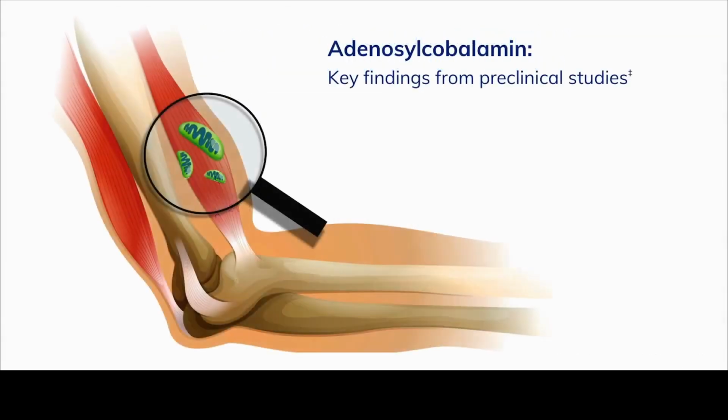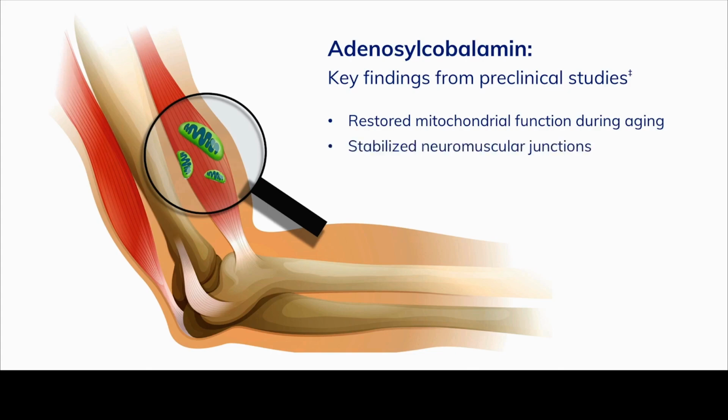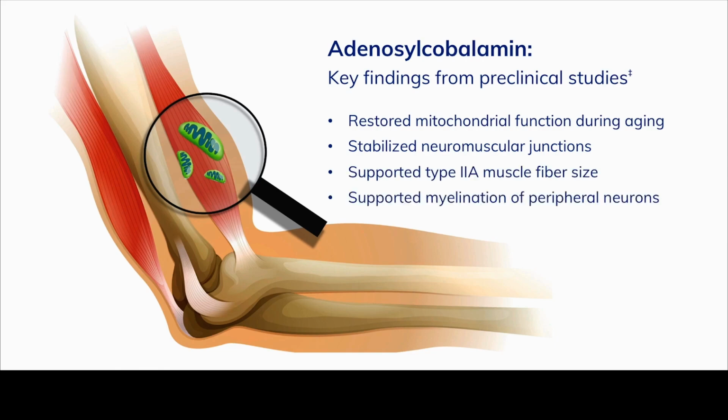So key preclinical findings support the functional importance of adenosylcobalamin in healthy aging, bioenergetics, muscle and nerve health, and some key discoveries were that adenosylcobalamin restored mitochondrial function in older animals, stabilized neuromuscular junctions, supported healthy muscle fiber size in older animals, we'll talk about that in a minute, and supported myelination of peripheral neurons.